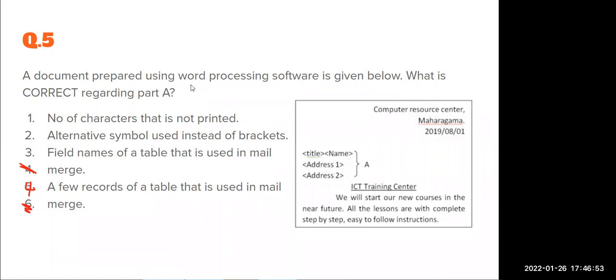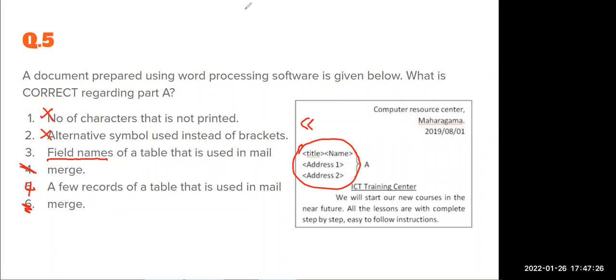A document prepared using Microsoft Word processing software is given below. What is correct regarding part A? They're asking about this part, right? Number of characters that is not printed? No. Alternative symbol used instead of brackets? No. Actually, this should be double brackets. It should be something like this, right? Field names of a table that is used in mail merge. These are called field names. Remember, field names. A few records of a table that is used in a mail merge.